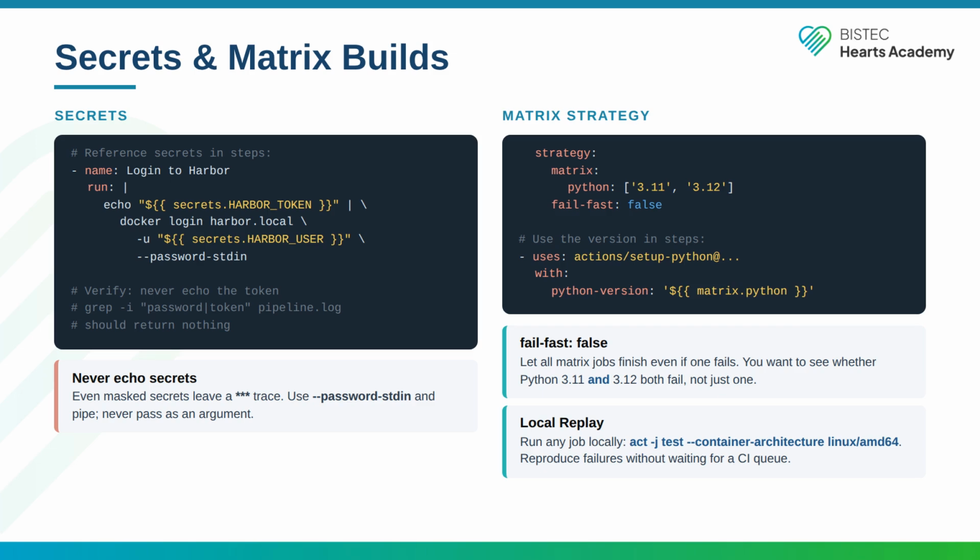Matrix fail-fast set to false means all matrix versions run, even if one fails. You get complete information about which Python versions break. With the default fail-fast true setting, a failure on one version cancels the others, hiding whether they would also fail. Local reproduction with ACT and a named job flag runs any pipeline job on your machine. This is how you diagnose CI failures without pushing experimental commits to trigger the remote runner.